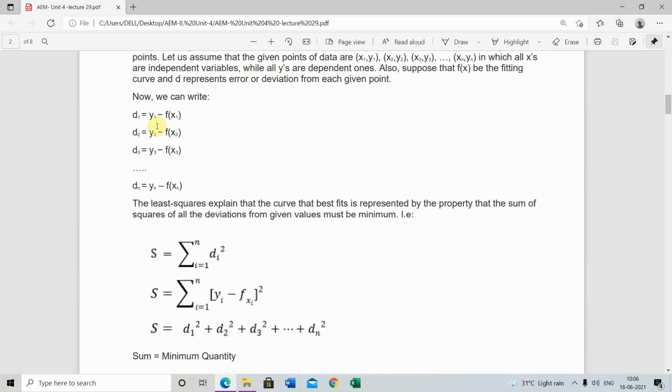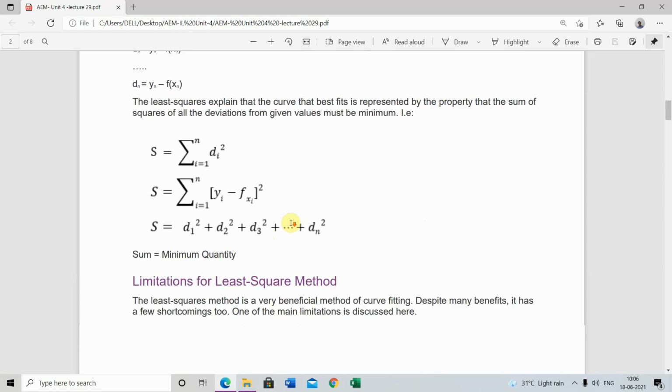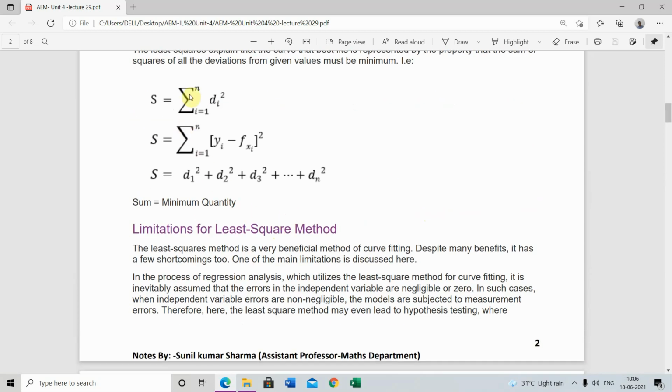Now we can write d1 equals y1 minus f(x1), d2 equals y2 minus f(x2), d3 equals y3 minus f(x3), and so on, dn equals yn minus f(xn). The least square method explains that the curve that best fits is represented by the property that the sum of squares of all deviations from given values must be minimum. So S equals summation i equals 1 to n of di square, or S equals summation i equals 1 to n of (yi minus f(xi)) whole square, or S equals d1 square plus d2 square plus d3 square up to dn square. Sum equals minimum quantity.